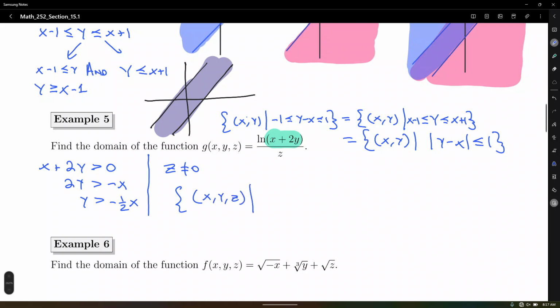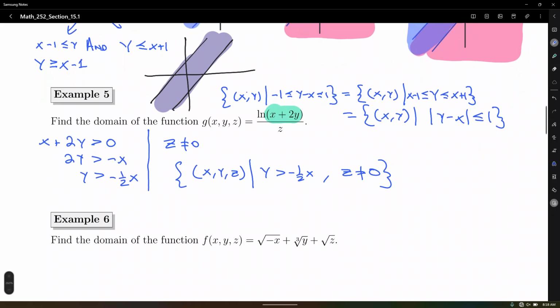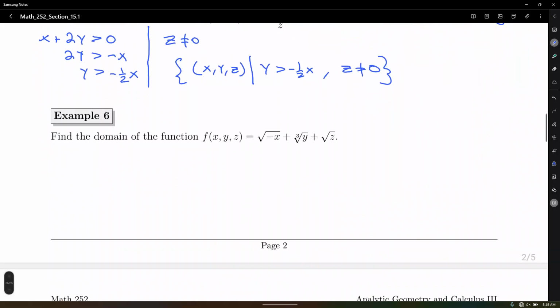such that, number one, just copy this inequality, y greater than negative 1/2 x, comma, z cannot be equal to 0. All right? That means all the points above the diagonal line, which by the way would be dashed because of the greater than only. And as long as z is not equal to 0 as well. All right, so that was another example. Let's do one more and then look at graphs.